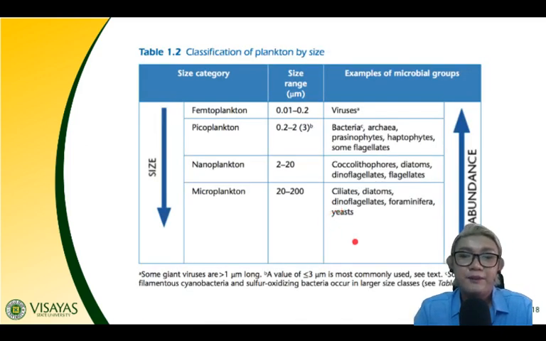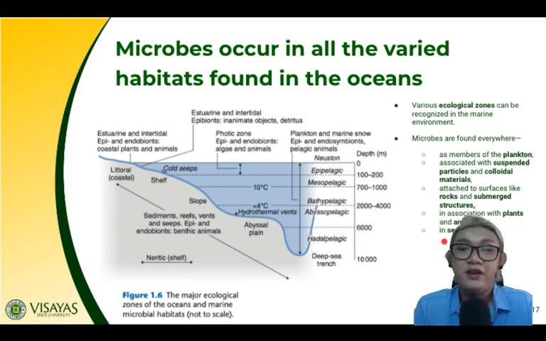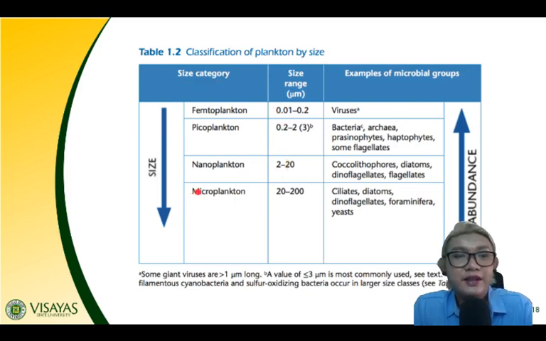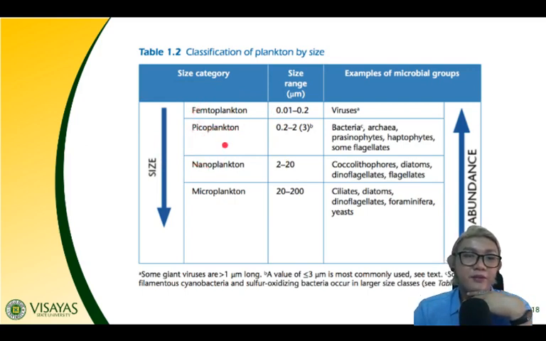So we've said that microorganisms could be members of the planktonic community. Now, how do we classify plankton? They could be classified based on size. By the way, I know that you already learned this, but just to remind you, you don't say planktons, you say plankton, plural or singular. But if you want to emphasize plural, you can use the term plankters. In terms of the size classification, there are four categories: femtoplankton, picoplankton, nanoplankton, and microplankton.